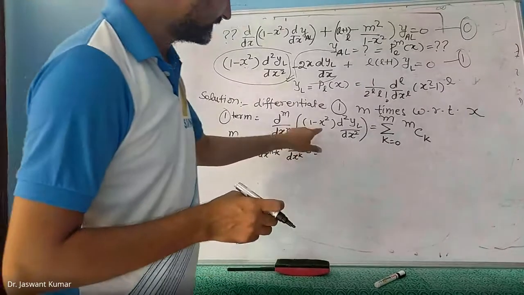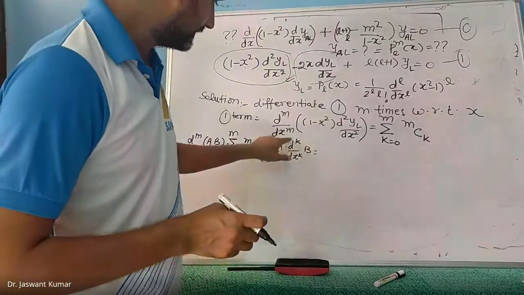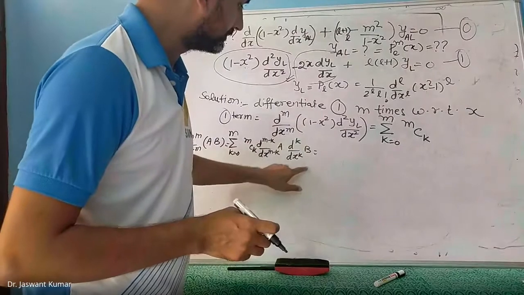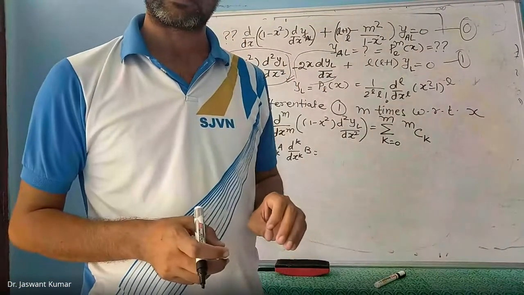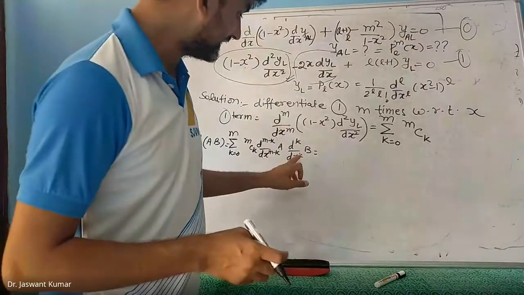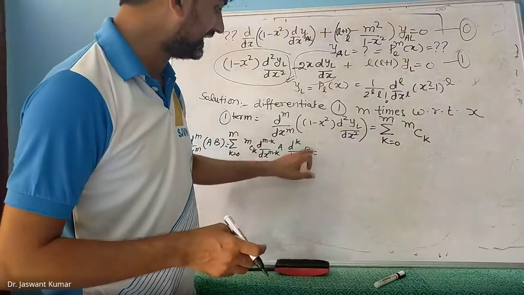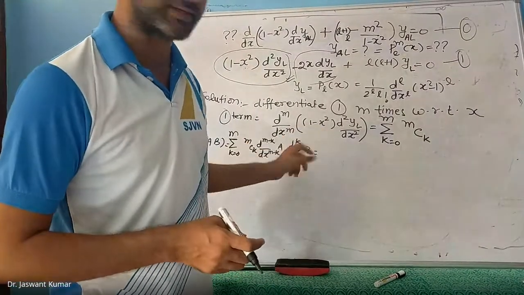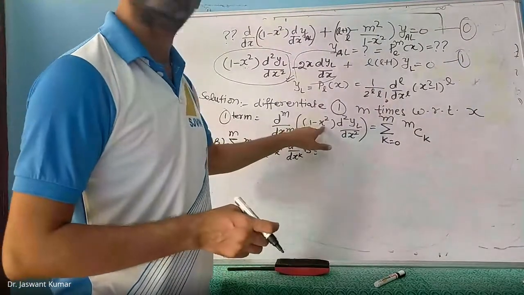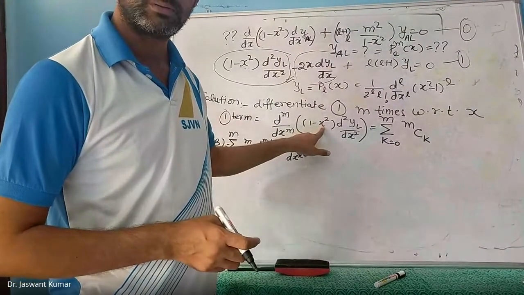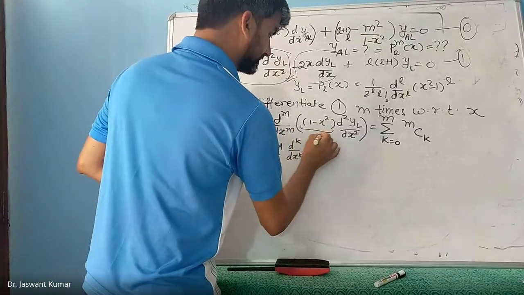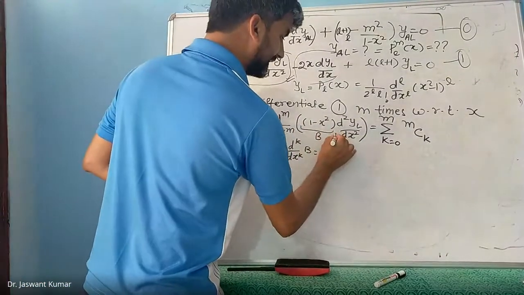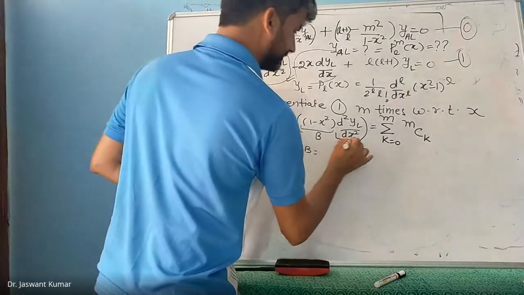So that means this term can be taken as B, because k is anyway going from 0 to something. When k reaches 3, for example, and B is 1 minus x square, then for k equal to 3 this will be equal to 0. So we take this term to be the B term, and this term we take the A term.